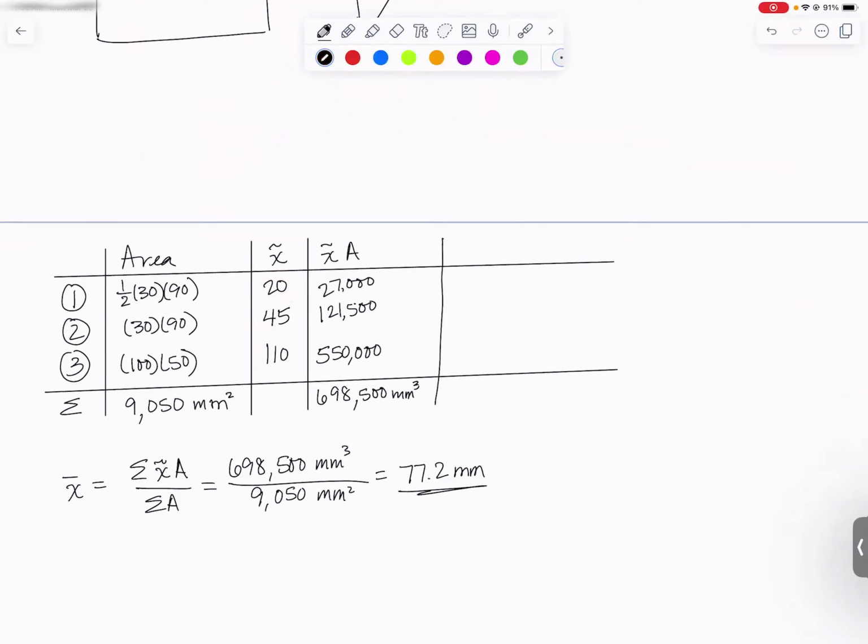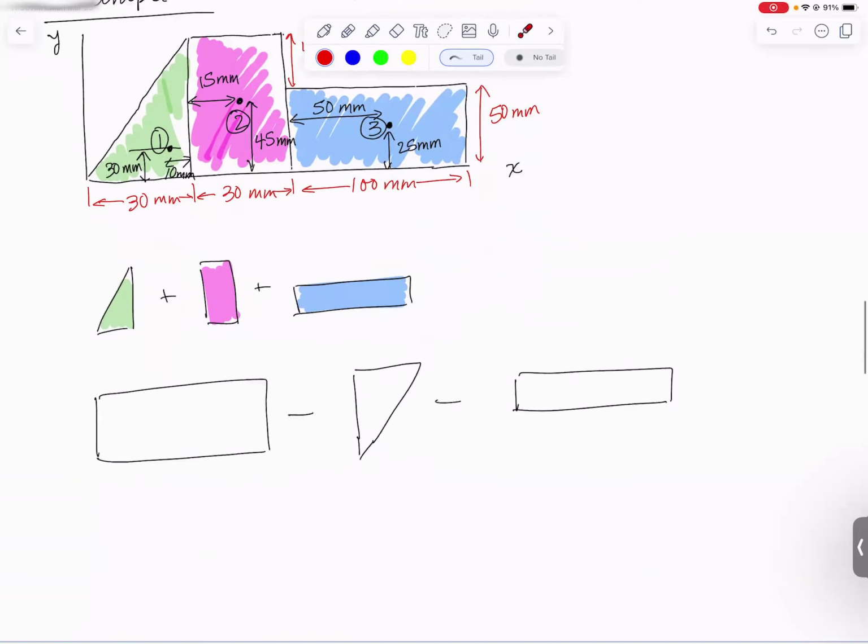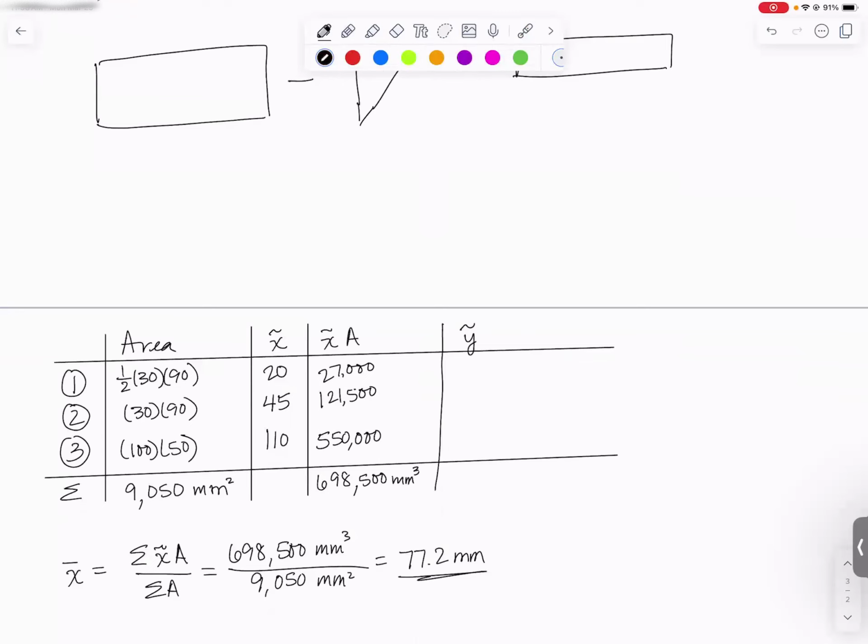Let's do the y direction next. We need y coordinates of the centroids. These are actually a little easier to find because all of these shapes sit right on the x-axis. So for the first triangle, it'll be 30 millimeters. Then for the rectangle, 45. And for the last rectangle, 25. So my y tildes are 30, 45, and 25.